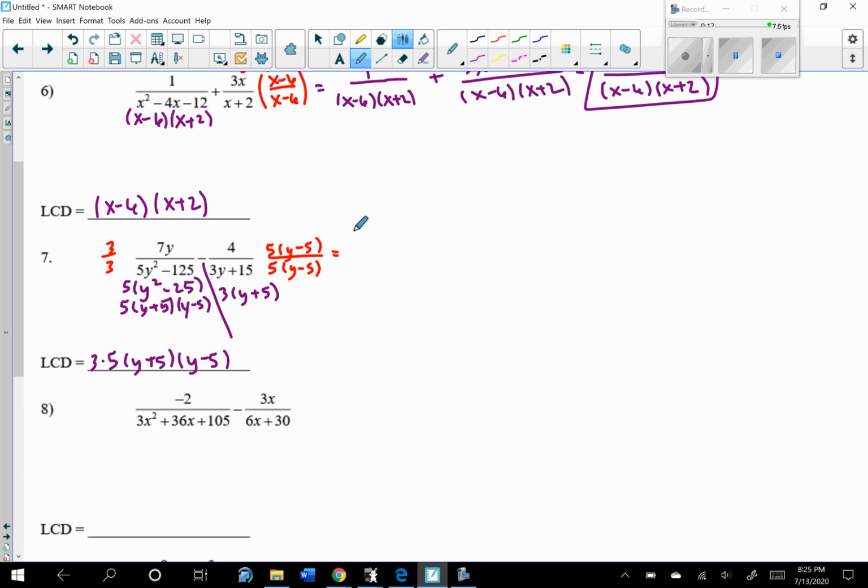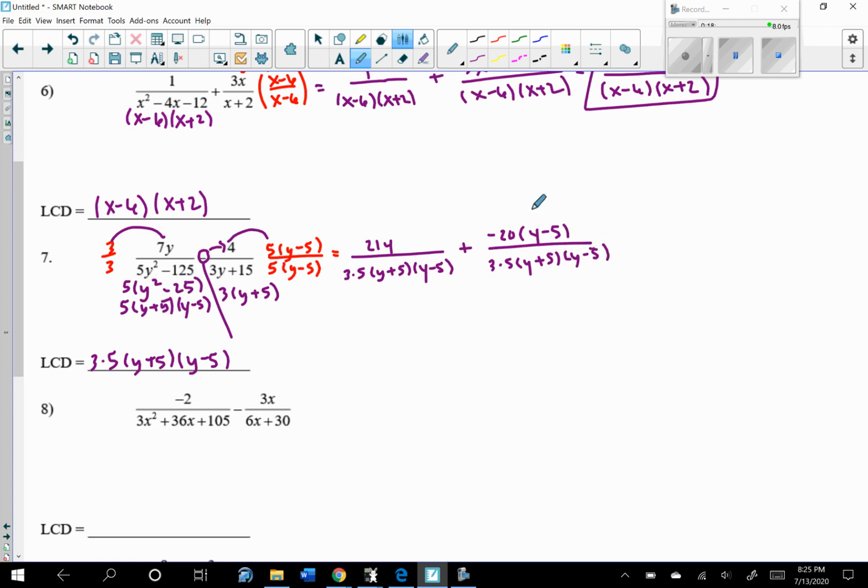And when I do that, here, 7 times 3 gives me 21y over 3 times 5 times y plus 5 times y minus 5. And we're subtracting, so I'm going to make this a plus because I want to remember to distribute that negative. So plus negative 4 times the 5, so negative 4 times 5 is going to be negative 20 times y minus 5 over 3 times 5 times y plus 5 times y minus 5.